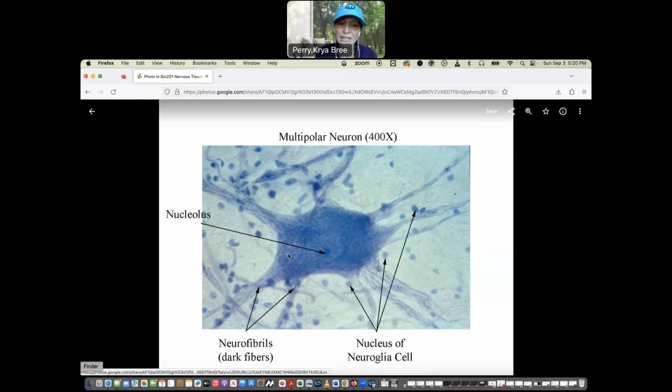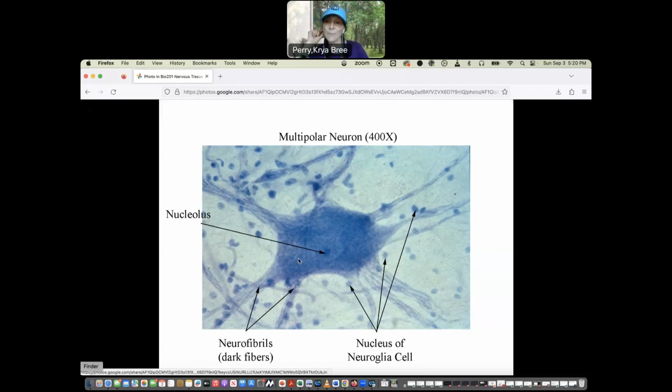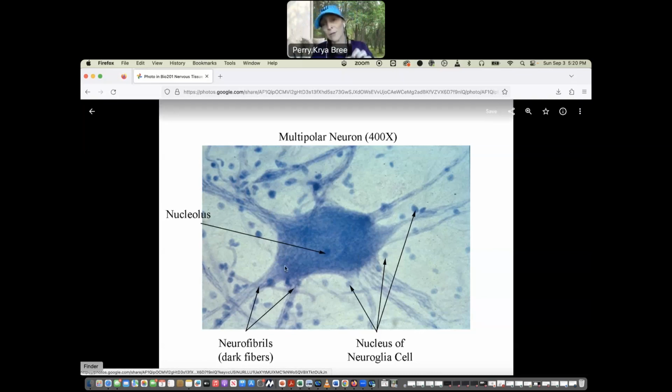So you're going to see that they have these little dark fibers called neurofibrils. Myo again means muscle. So myofibrils were the fibers inside the myofibers, the muscle cells. And so neurofibrils are going to be the fibers inside a neuron.